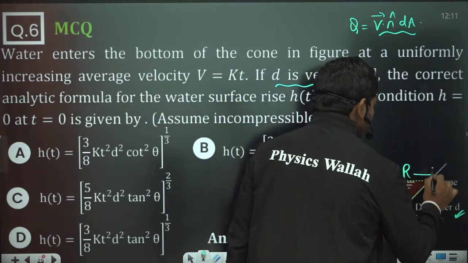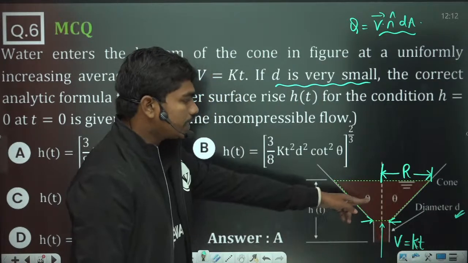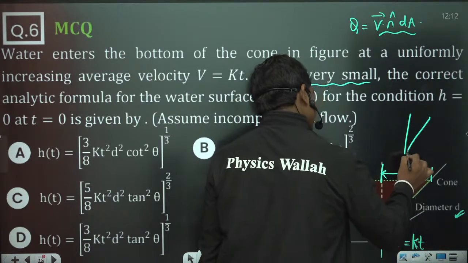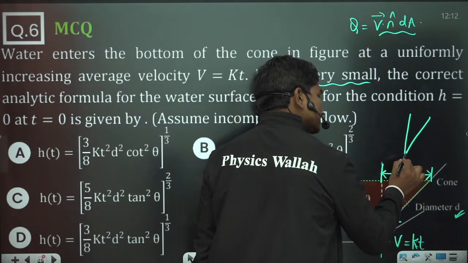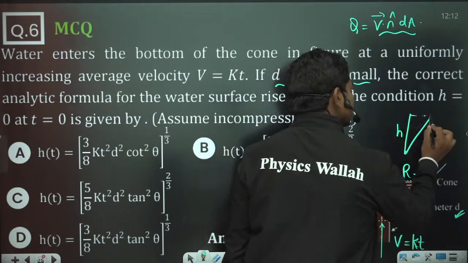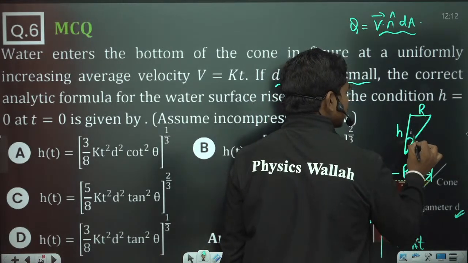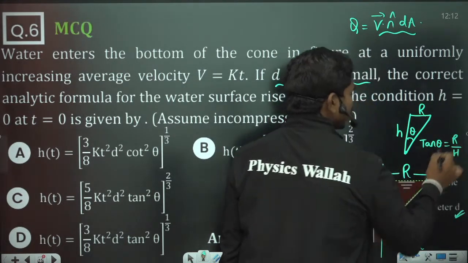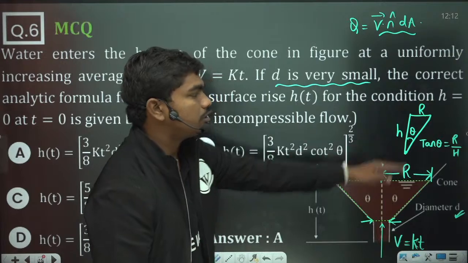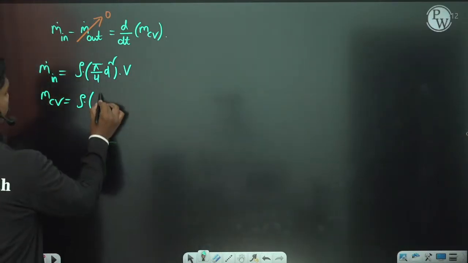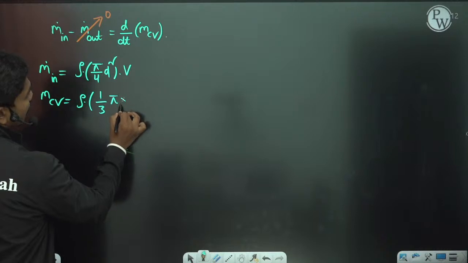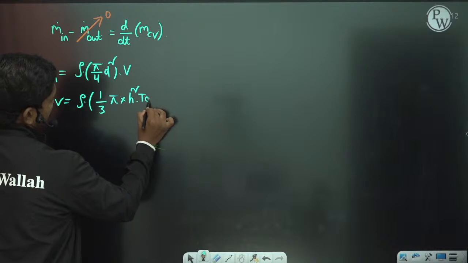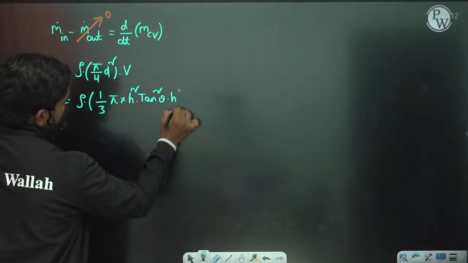from this triangle, if this d is very small, let us suppose you have it like this, and assume it is a closed triangle, then this is height h, this is r. If this angle is theta, you can write tan theta is equal to r by h. So this radius r can be written as h into tan theta. The volume can be written as 1/3 pi r square h. So what is r square? h square tan square theta into h. Correct, this is what you have.